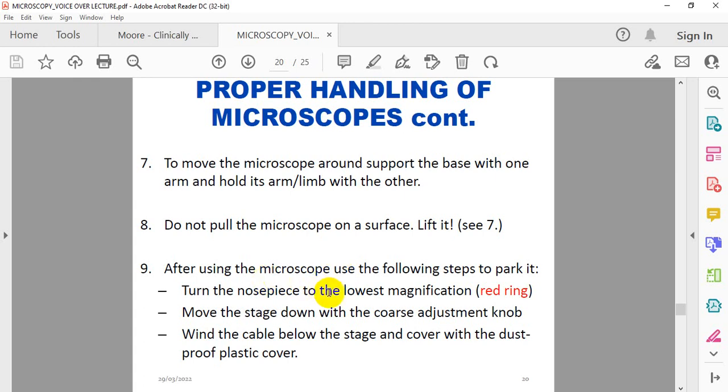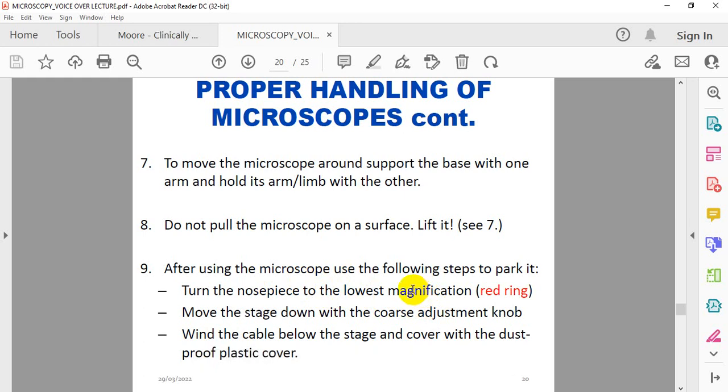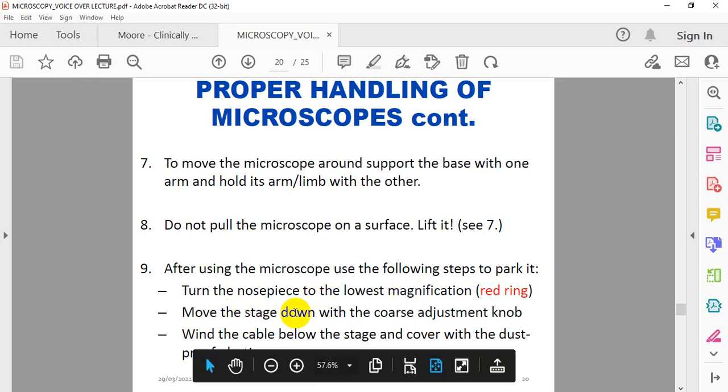After using the microscope, use the following steps to pack it. Turn the nose piece to the lowest magnification, so that the objective lens will be at the lowest magnification, because the magnifications we have on the objective lenses are times 4, times 10, times 40, times 100. So you turn to times 4. Then you move the stage down with the coarse adjustment knob.